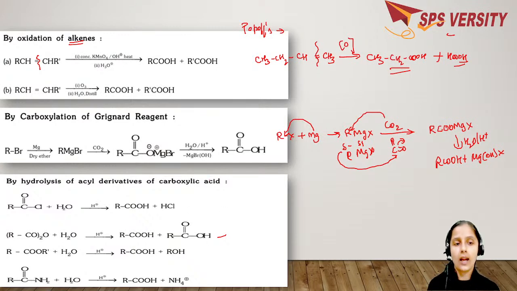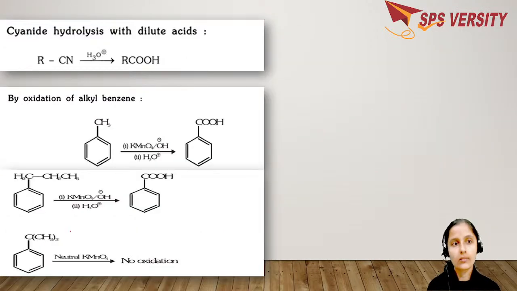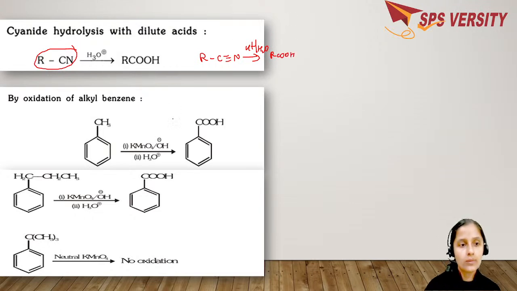Then any acid derivatives, for example acyl halide, or anhydride, or ester, or amide, all of them are going to give you the carboxylic acids on acid hydrolysis. And then the cyanide hydrolysis. If you have alkyl cyanide, which is called alkane nitrile, RC≡N, when you acid hydrolyze it, you are going to get RCOOH. This is one of the other reactions.